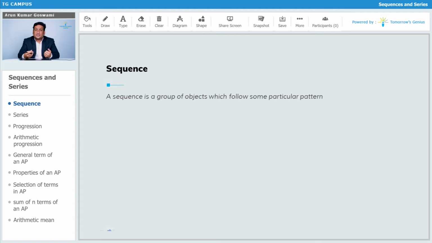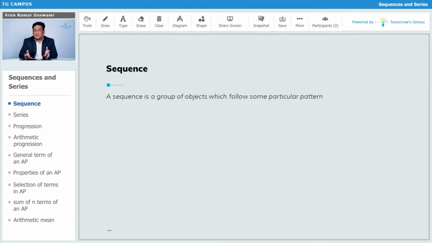Pattern means it's like if you want to create your own identity in this world, you should definitely be different from others. If you're different, people will definitely notice you. Same thing here in a sequence: the pattern makes those numbers different from others.